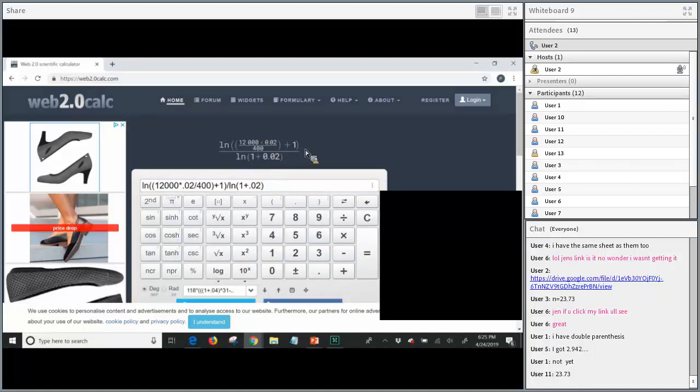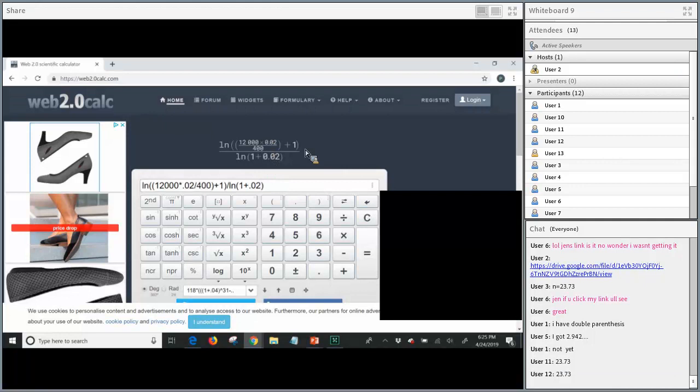Brittany, try double checking yourself and make sure that after you enter it, it looks like this up at the top. I think your parentheses might be off somewhere and it's giving you the wrong answer. So everybody double check that after you input it looks like this, which is matching what the formula that we wrote down looks like.